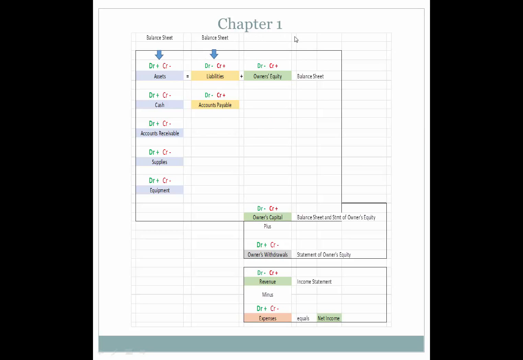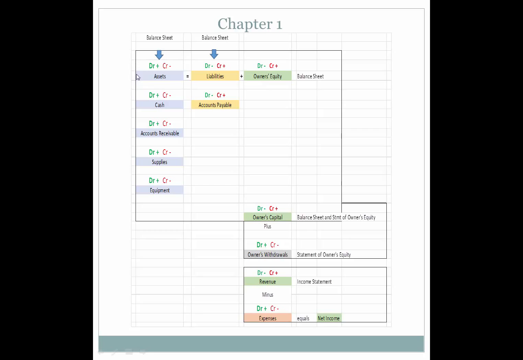First, this is Chapter 1. This is the basic accounting equation. Assets are equal to liabilities plus owner's equity. What we have is equal to what we owe and what we own. And we note that the assets are on the left side of the equation and liabilities and equity are on the right side of the equation.